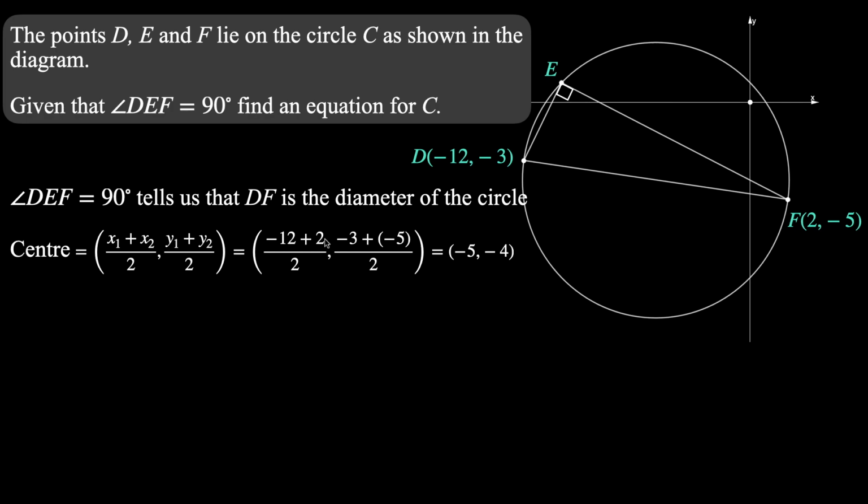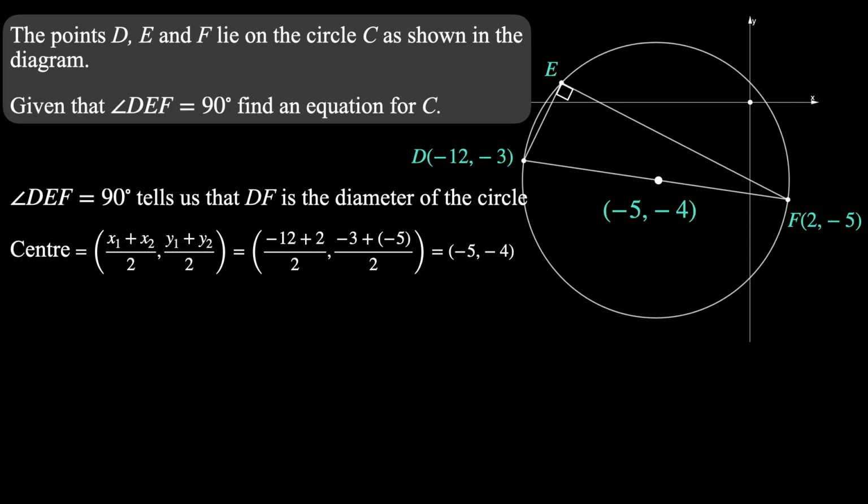Negative 12 plus 2 is negative 10, divided by 2 is negative 5. Negative 3 plus negative 5 is negative 8, divided by 2 is negative 4. So now we have the center of the circle. Let's go ahead and write that in.